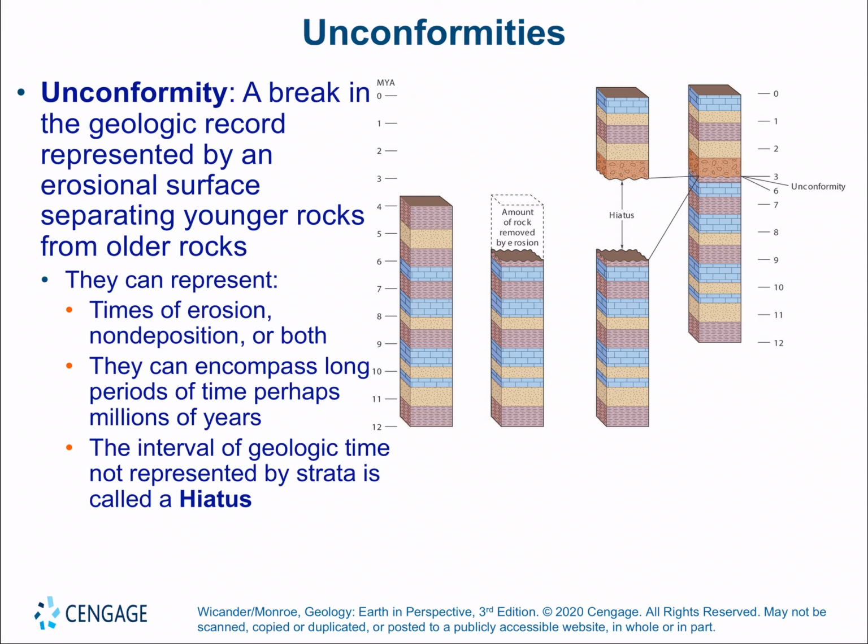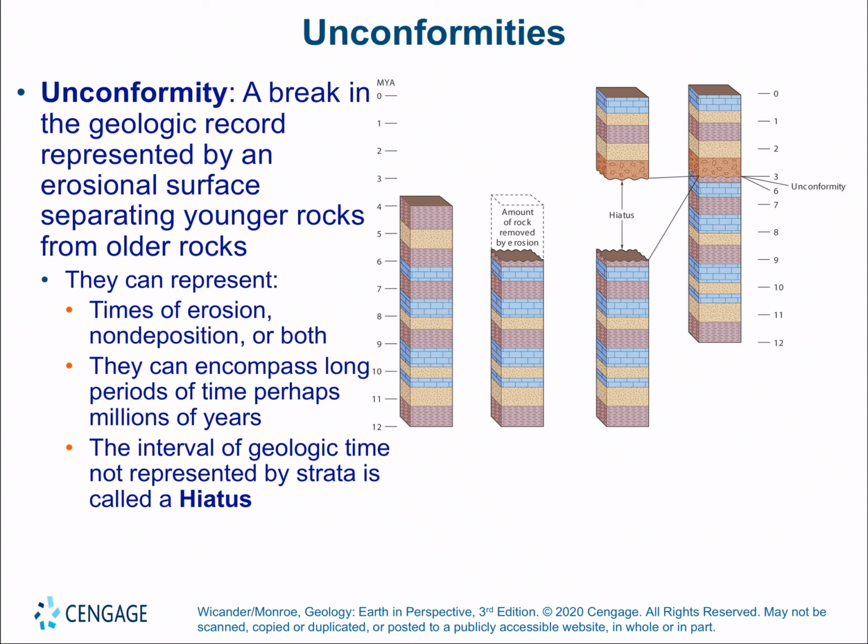Back in chapter 16, part 2, we're starting off with unconformities. An unconformity is a break in the geologic record. It is represented by an erosional surface separating younger rocks from older rocks. Unconformities can represent times of erosion, non-deposition, or both, and they can encompass long periods of time, millions of years. The interval of geologic time that's not represented by strata is called a hiatus.